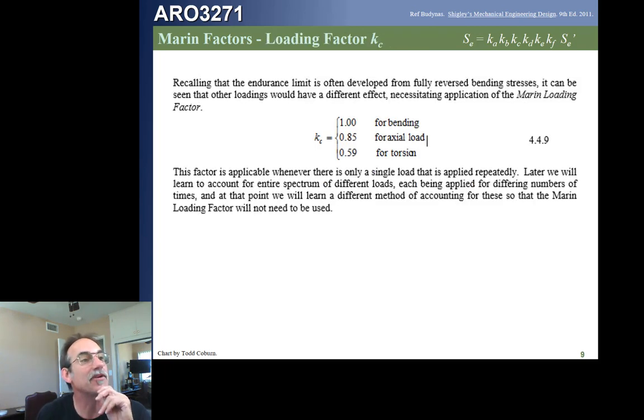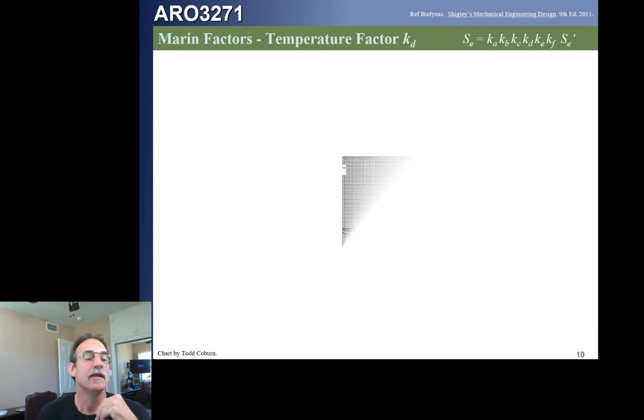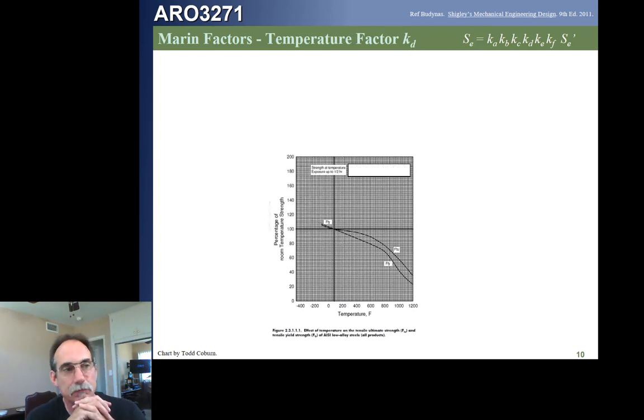Our next Marin factor is the loading factor. What this says is different loadings have a different effect. If we have bending load, since this whole process was based on bending, then our factor is 1. If we have axial load, our factor is 0.85. If we have torsion, our factor is 0.59. Okay? Next factor is the temperature factor.